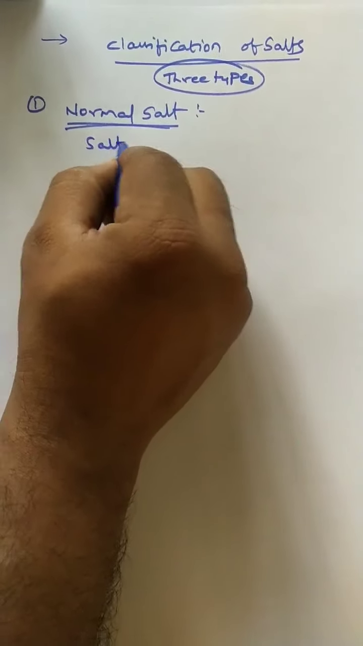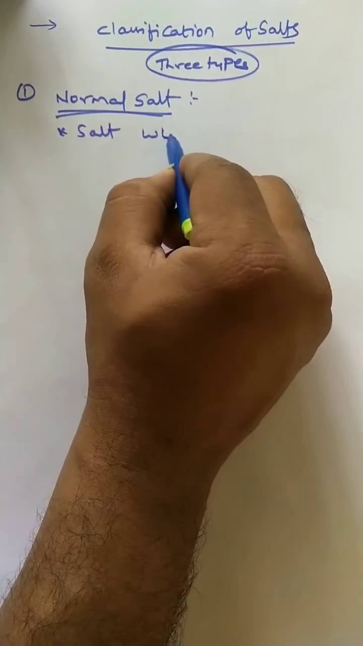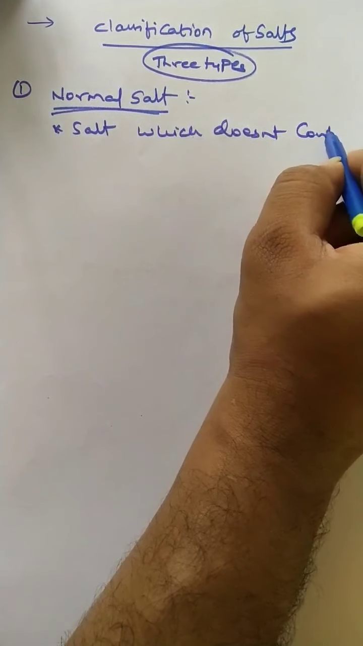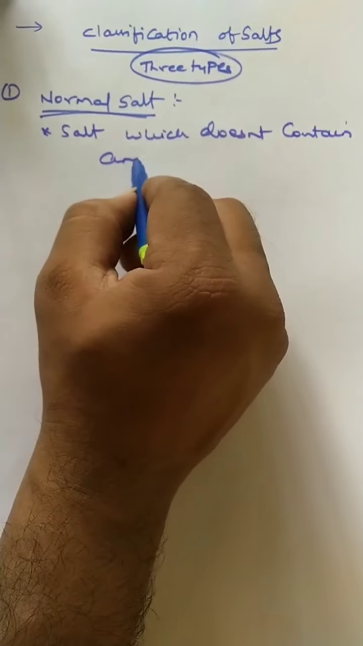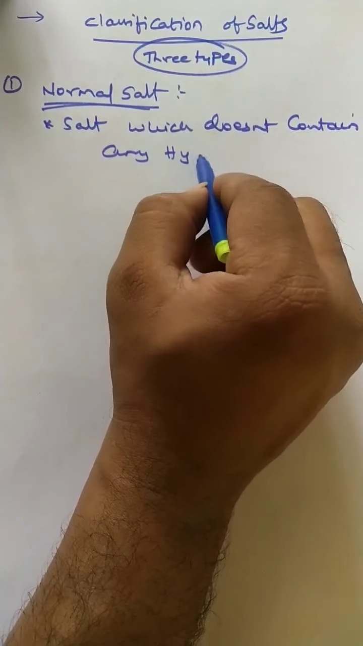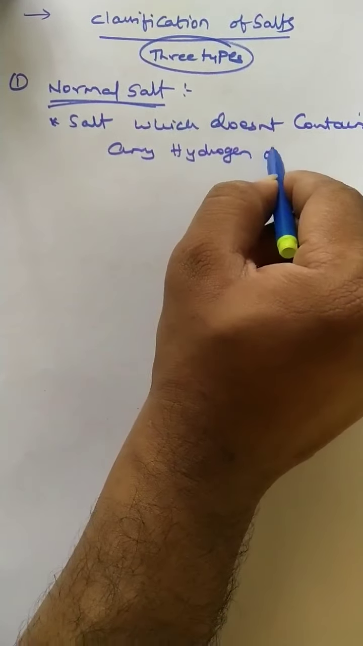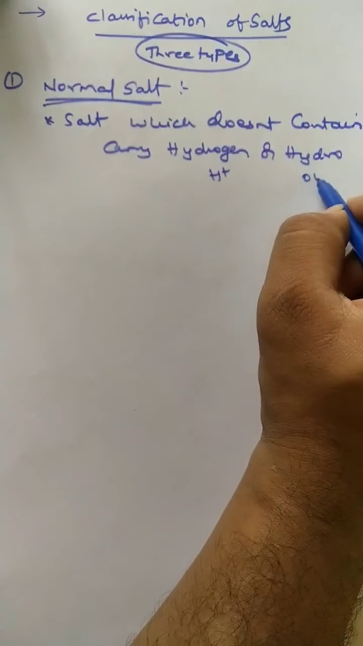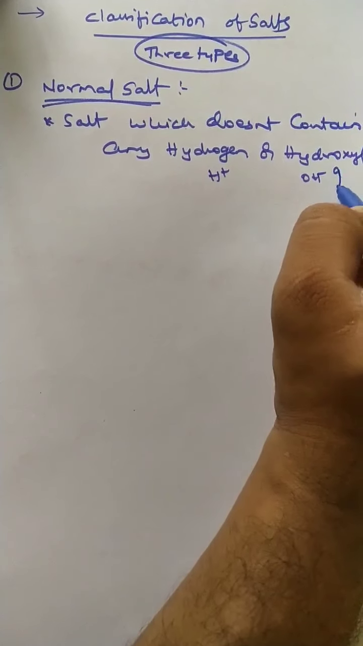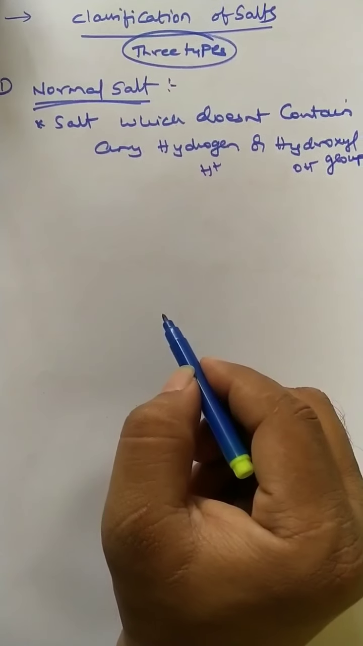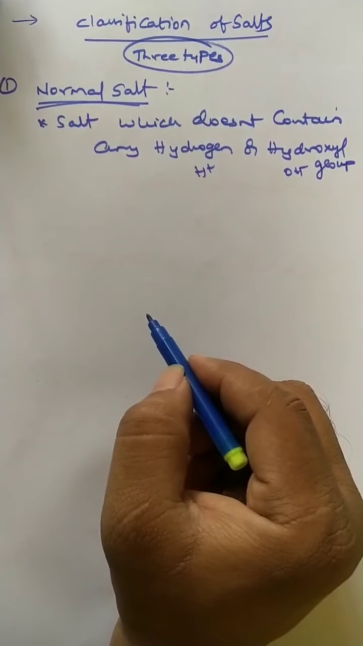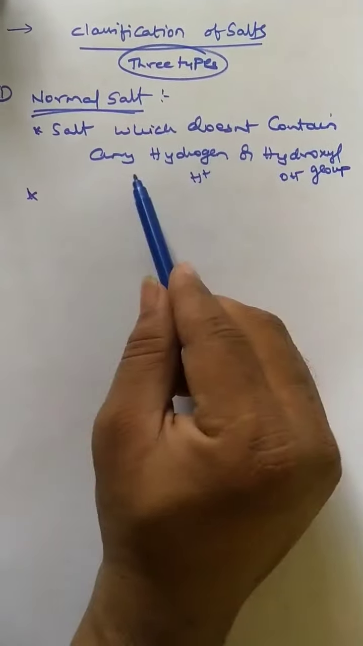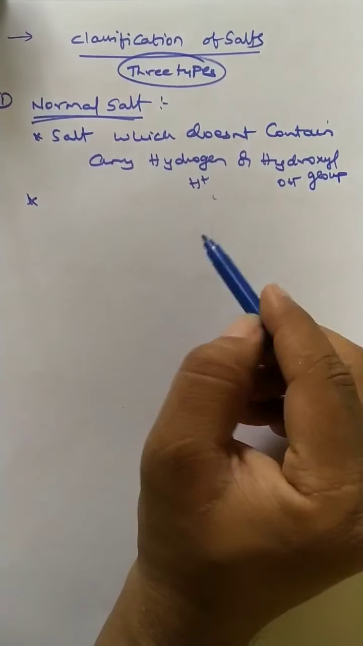So it is a salt which doesn't contain any hydrogen or hydroxyl group. Hydrogen means H plus, hydroxyl group means OH minus. Right? So that point is important. Normal salt doesn't contain any hydrogen H plus or hydroxyl group.